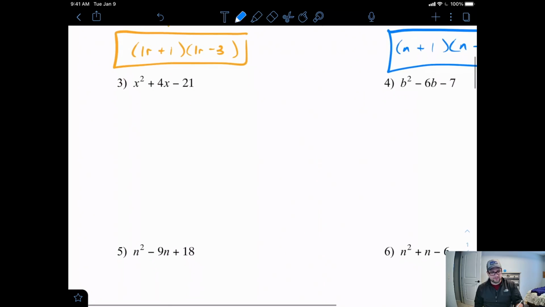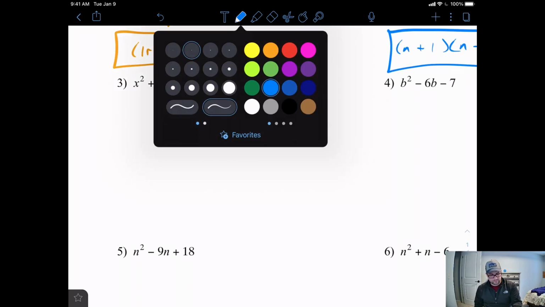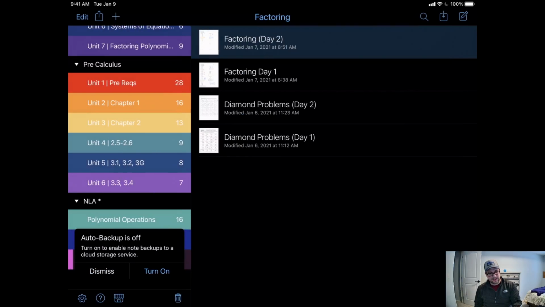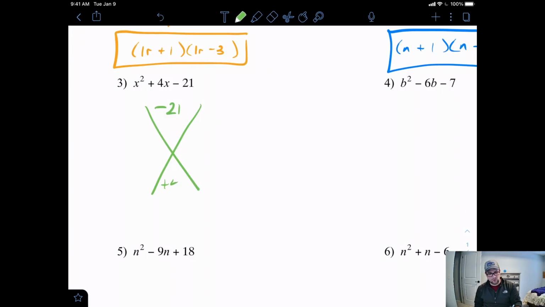Let's do another one. So coming over here, we're going to have -21, that goes up top. And then on the bottom, I'm going to have my +4. Now in this situation, the top is negative and the bottom's positive. So that means when I get to my sides, whichever number is bigger has to be the positive number. All right, so let's think about 21 for a second. For 21, I know 1 and 21. 2 doesn't go in. 3 goes in 7 times. Maybe that's it. So 3 and 7.